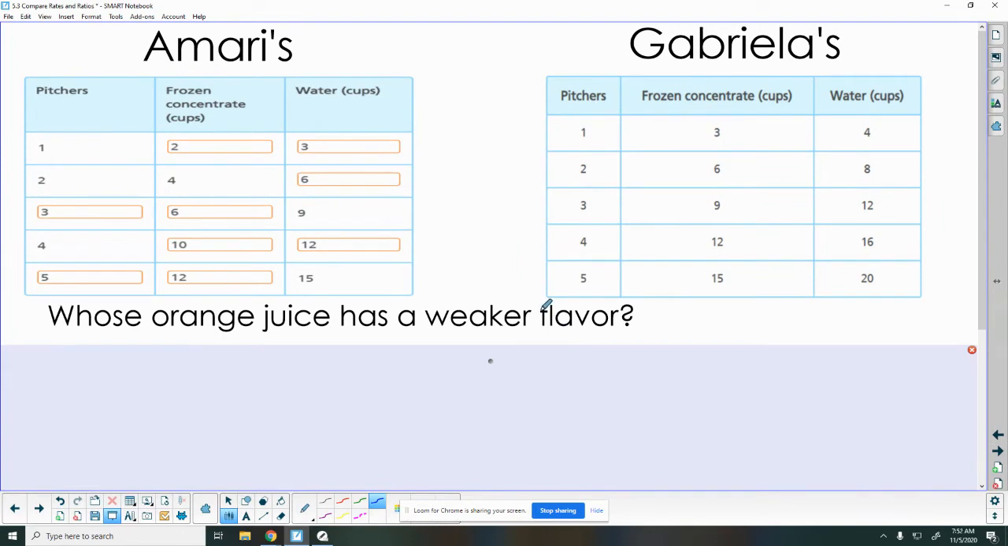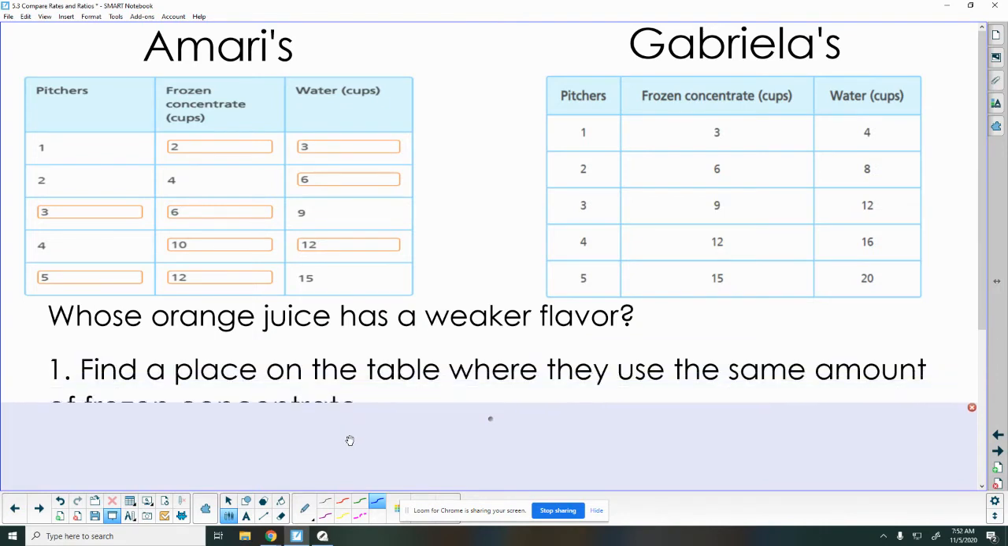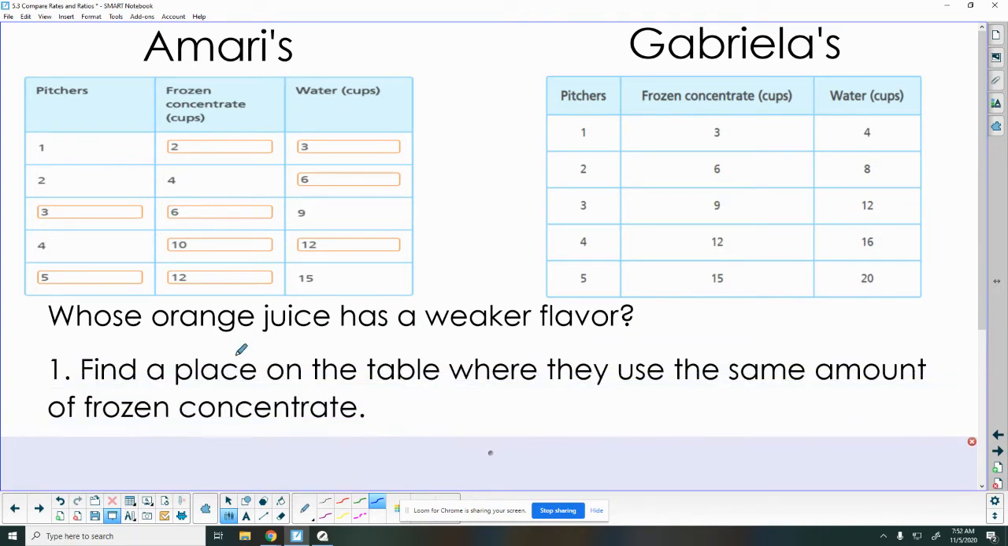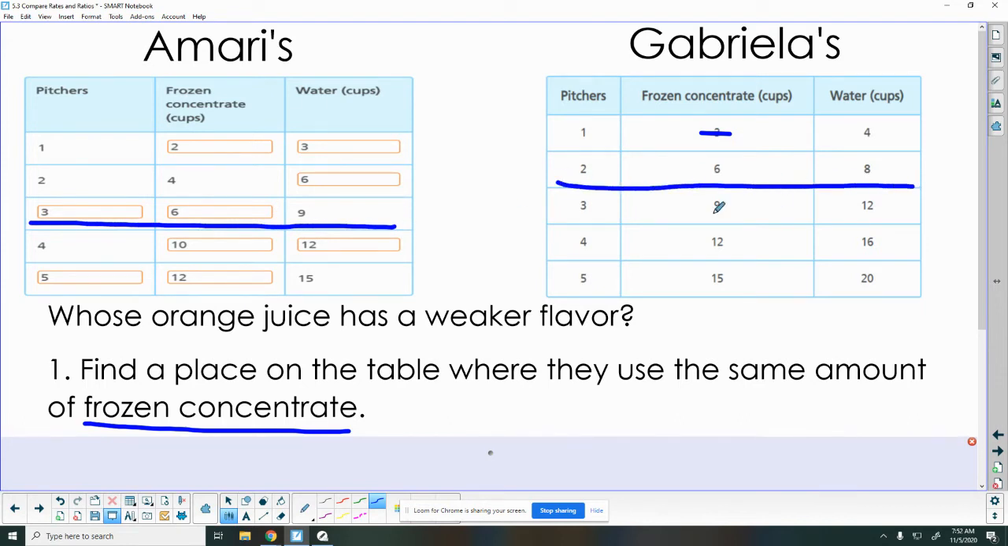So now we want to know whose orange juice has a weaker flavor. We can do that by first finding a place on the table where they use the same amount of the frozen orange juice concentrate. So she's counting by 2, 4, 6, 8, 10. So Amari's only using even numbers. Gabriella uses 3. Amari does not, so it's not 3. Gabriella uses 6. Oh, and Amari also used 6. So I'm just going to underline these rows here. So this is where we want to be comparing.